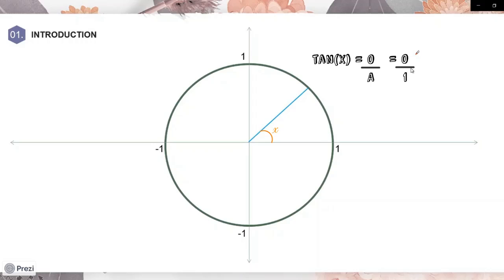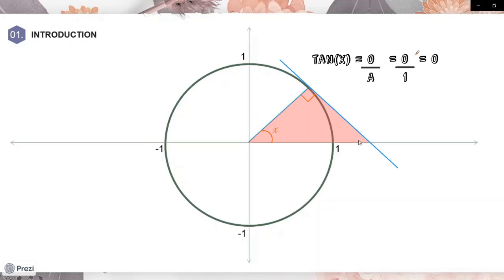Suppose the adjacent side is 1, then I can say tan of x is equal to the opposite side. So now this side is 1. This blue line is 1. Now, if I am taking 90 degrees and drawing a perpendicular, I can see that I get a triangle here.